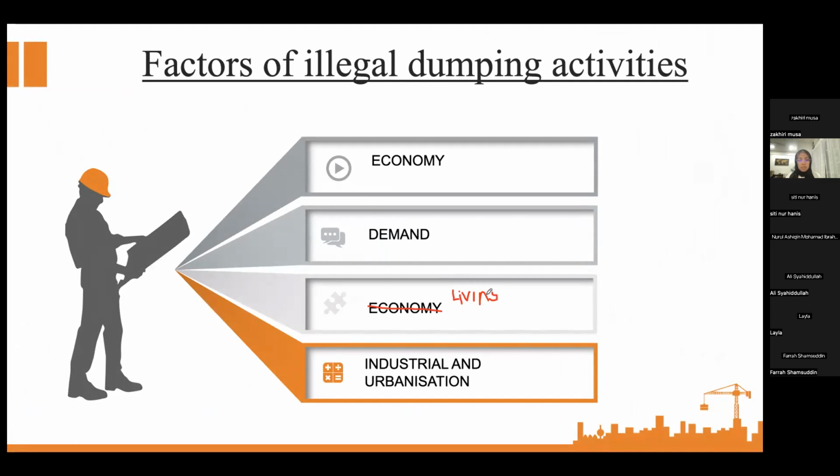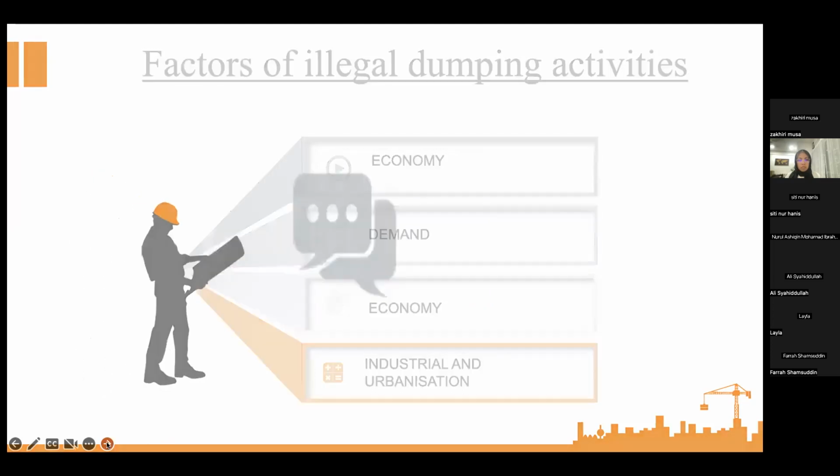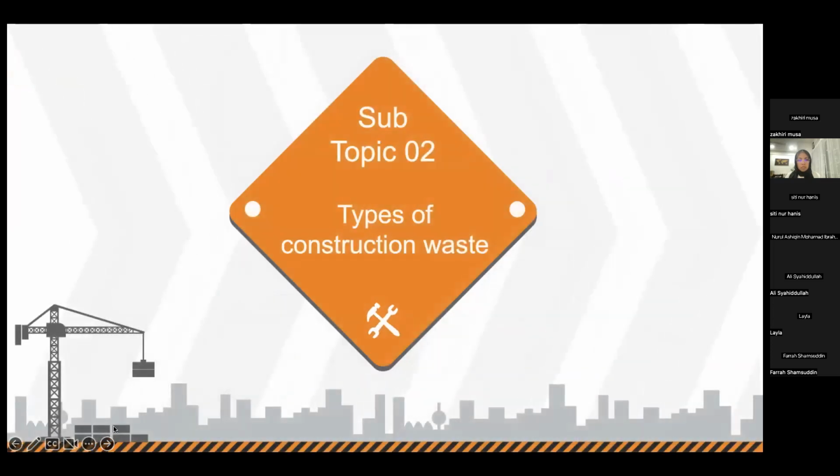SW Corp Malaysia has defined illegal dumping as waste material dumped into the public, and it can affect the environment. In this case, waste material from the construction that is not transported to the landfill is defined as illegal dumping activity. So this is the factor, four factors. Okay, that's all. Then I will pass to Mr. Zack to continue about the 3.2 types of construction waste.